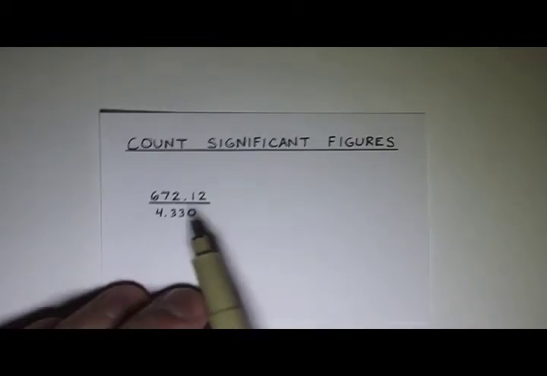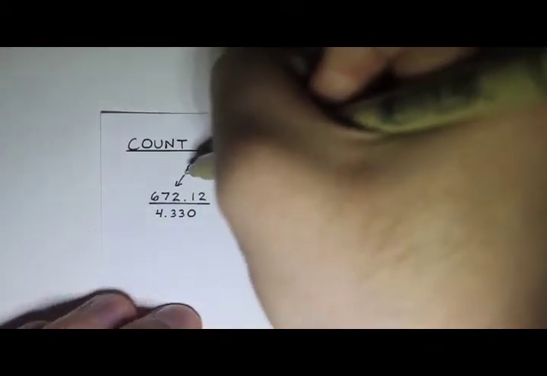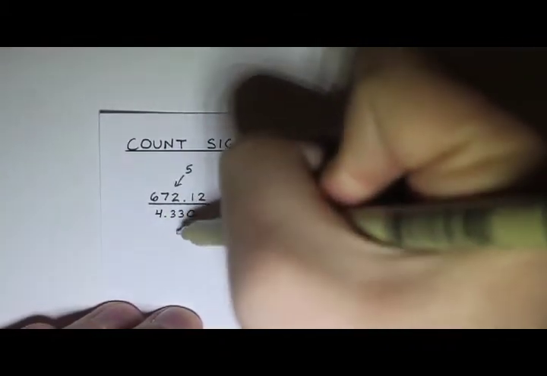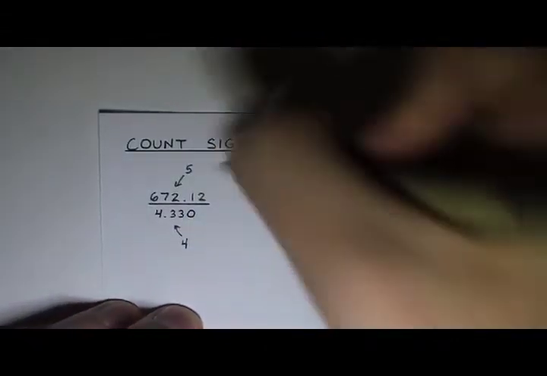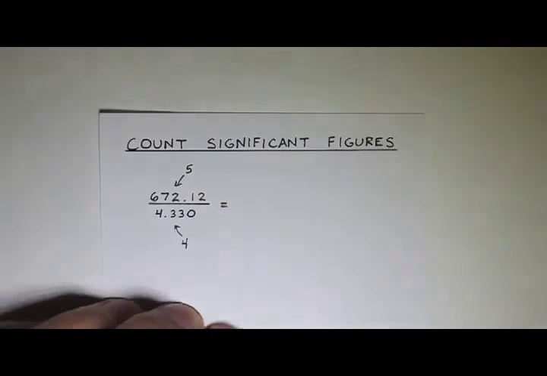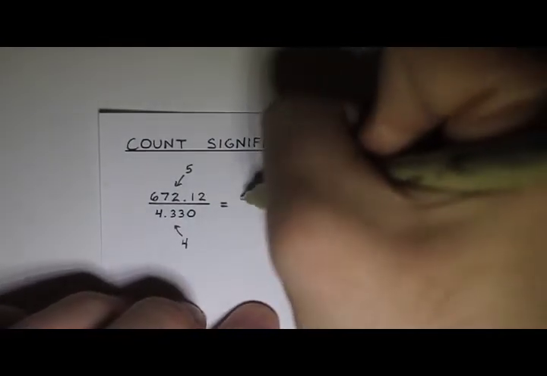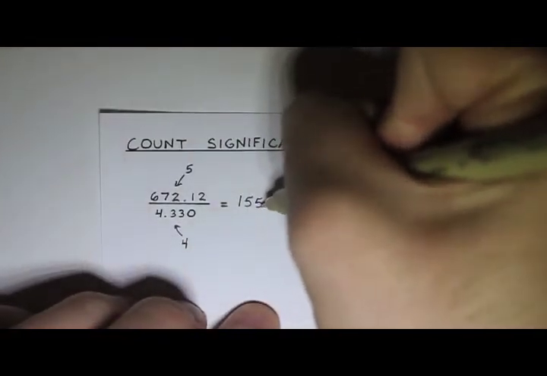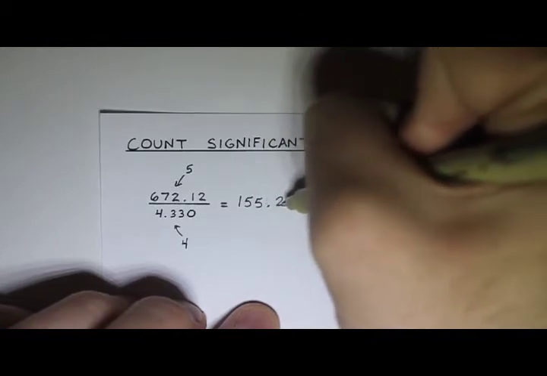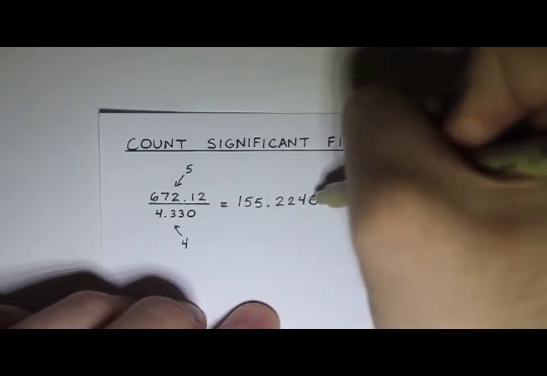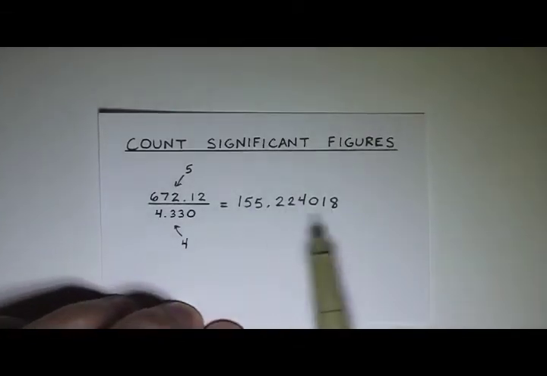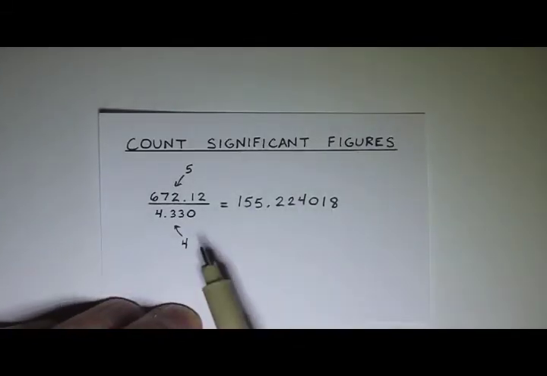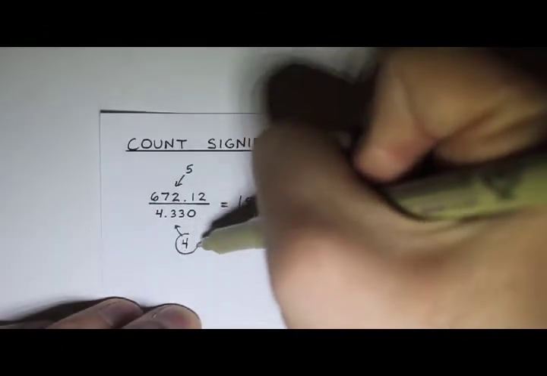So let's count. 1, 2, 3, 4, 5 significant figures for the top number here. 1, 2, 3, 4 significant figures for the bottom number. So when I do this on a calculator, I end up getting 155.224,018. Okay, so this is way too many numbers. And I see here that my limiting value is 4.